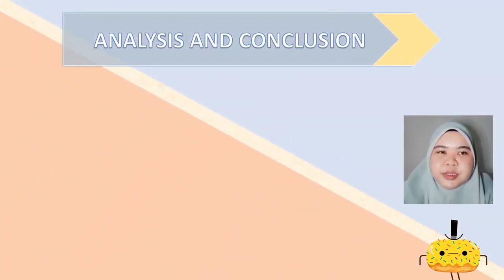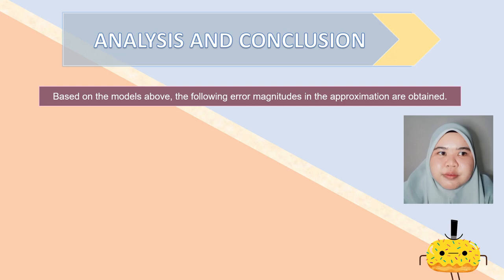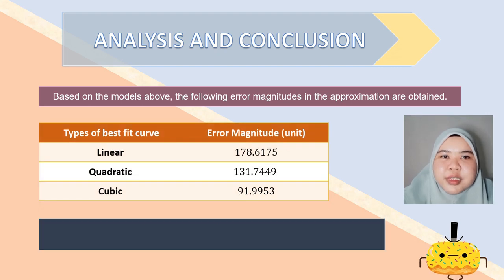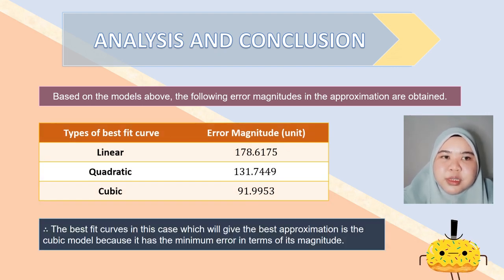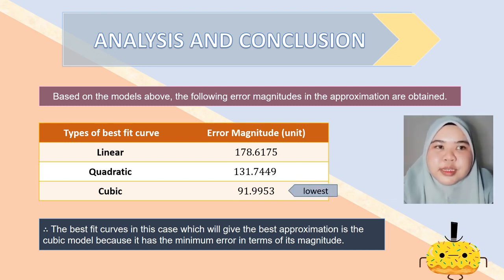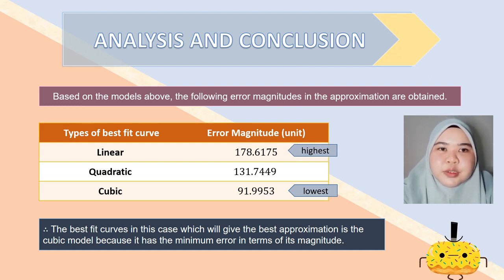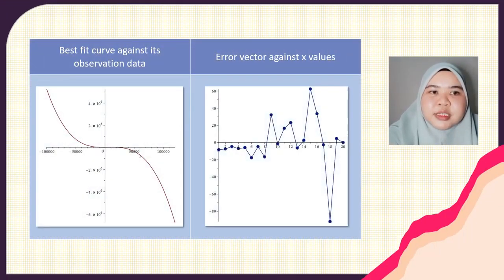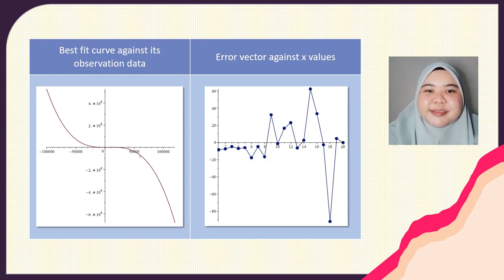For the conclusion, based on the three models previously, the error vector method in the approximation has been obtained by comparing all three models. The best curve that gives the best approximation is the cubic model because it has the lowest error in terms of magnitude, whereas the linear model has the highest error in terms of magnitude. So, the linear model is not the best fit curve. The graph displayed is the best curve projected versus the observed data, which produces the smallest area.